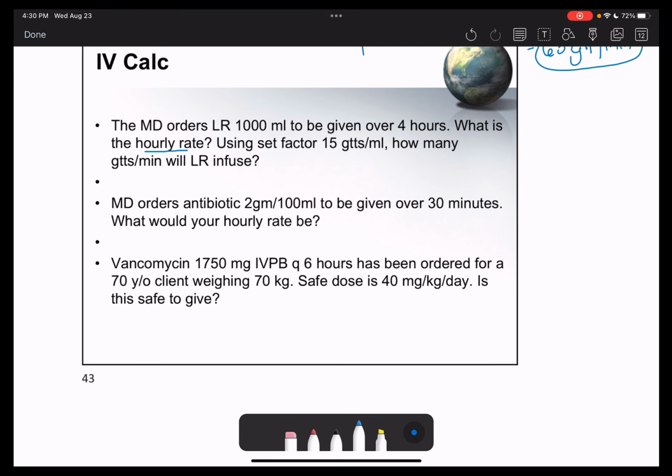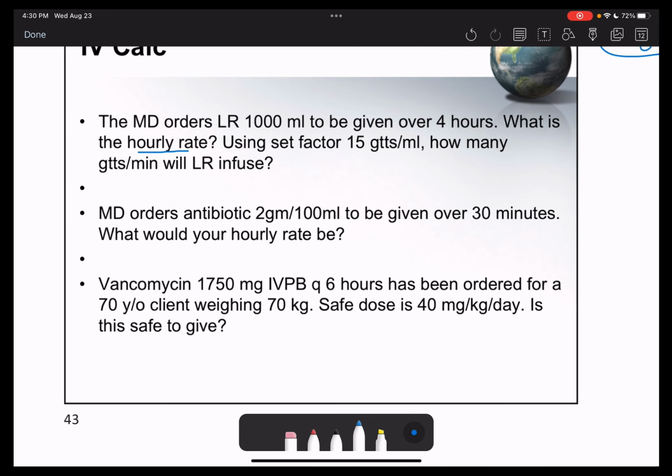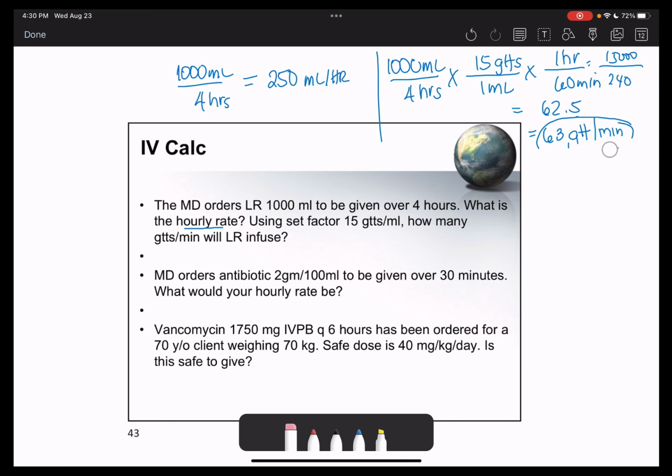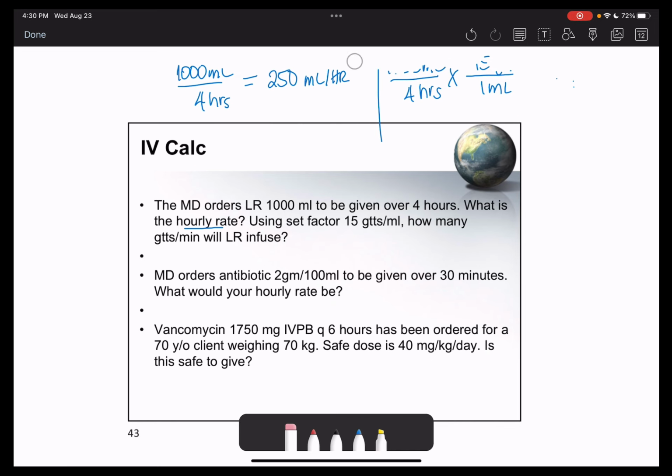Okay, now we're going to go over the next problem. So the next problem, actually, let me erase this. That way it's not confusing.